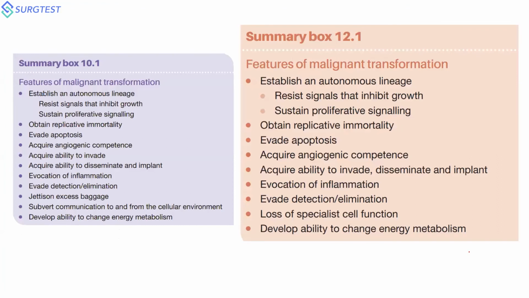So for the last few slides of the discussion, on the left is the 27th edition of Bailey and Love, the summary of the malignant transformation of what we've been talking about now. And this one is your 28th edition of Bailey and Love. There are few minute changes that have been described here. The last, but not the least, the last two have been removed. Jettisons excess baggage and subvert communication to and from the cellular environment, which I've been referring to as outside-in signaling.